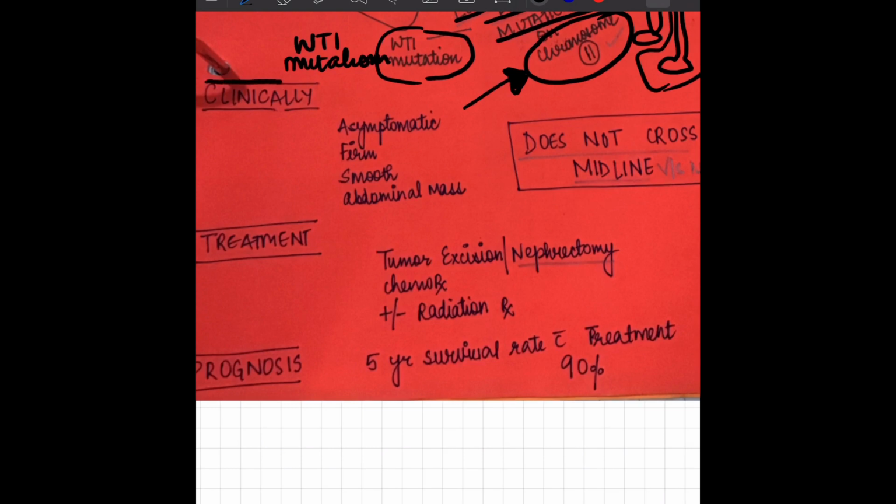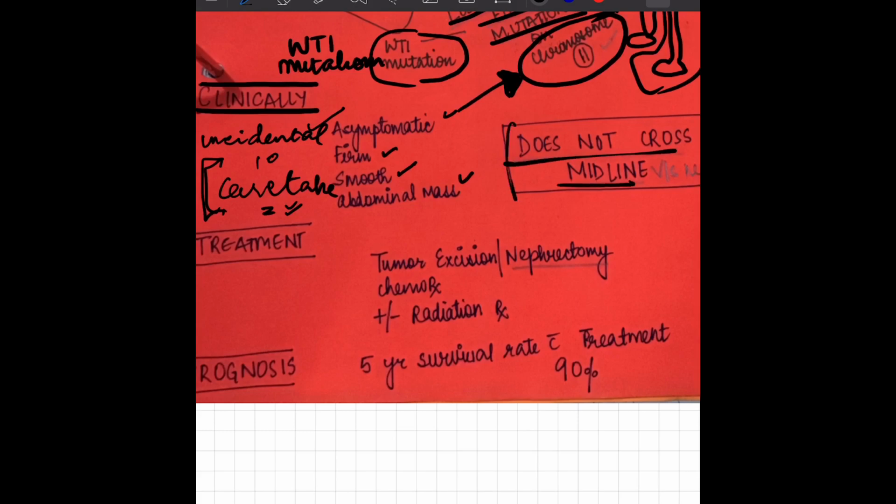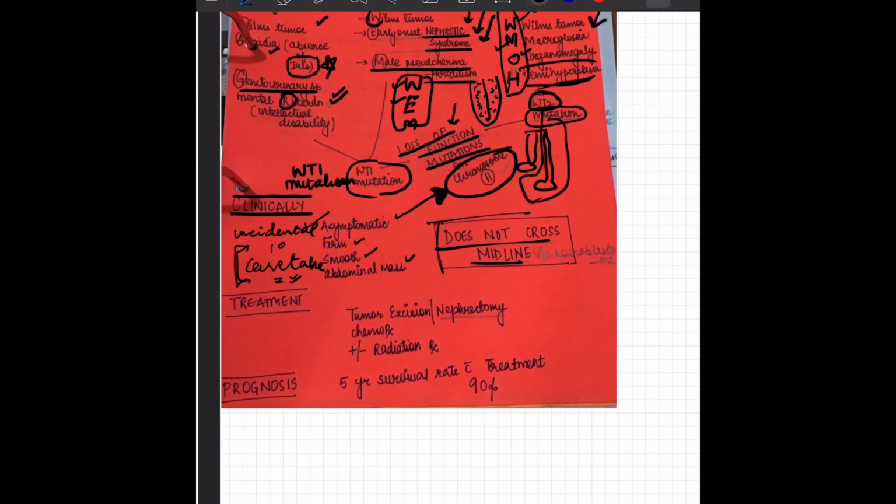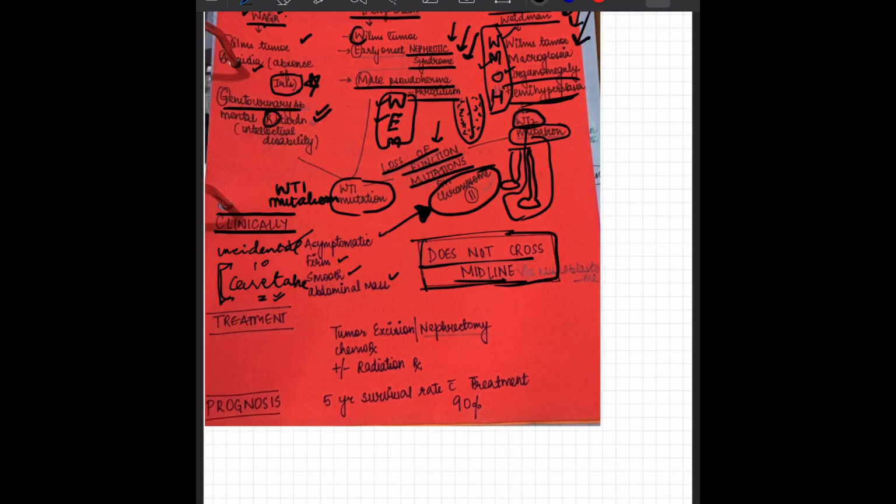Now coming on to the clinical part. How does it present clinically? Basically, most of the Wilms tumors are asymptomatic. They are basically incidental discoveries by the primary caretaker, like the mother. So the mother notices an abdominal protrusion or abdominal mass while bathing the child or taking care, so she is the one reporting it. Asymptomatic child, firm, smooth abdominal mass which does not cross the midline. This is the main differential you need to know, versus neuroblastoma, which crosses the midline.